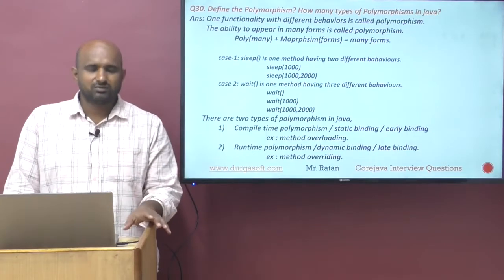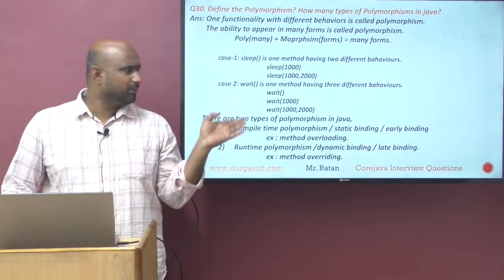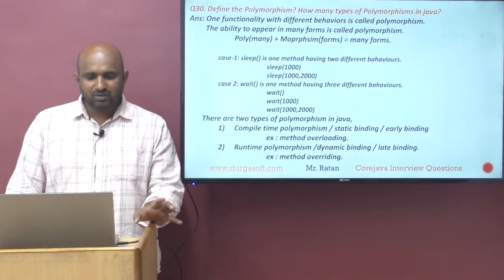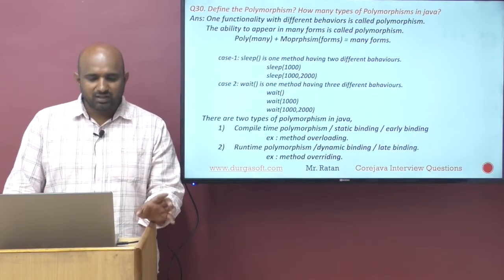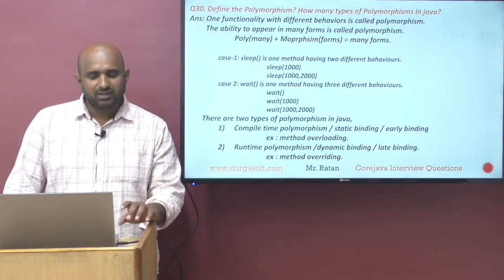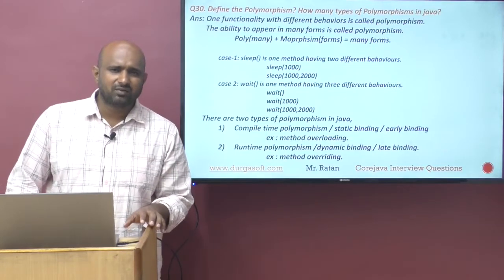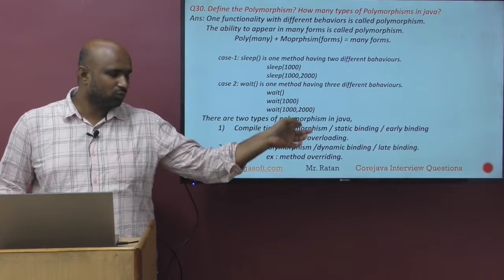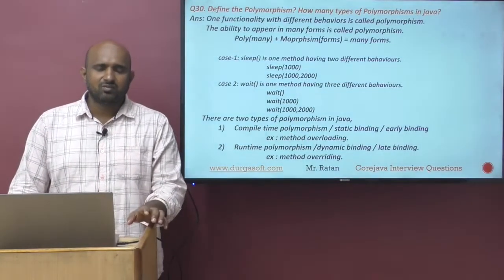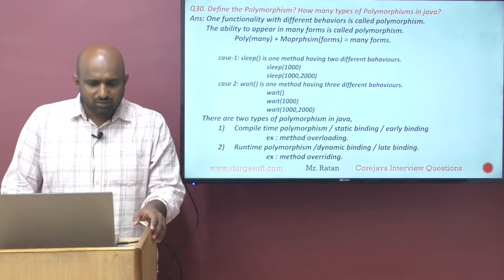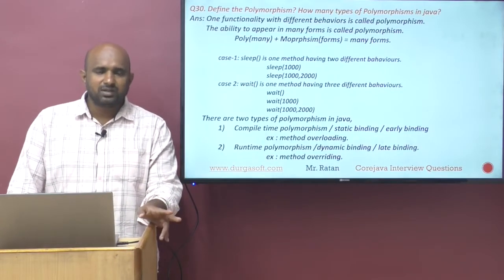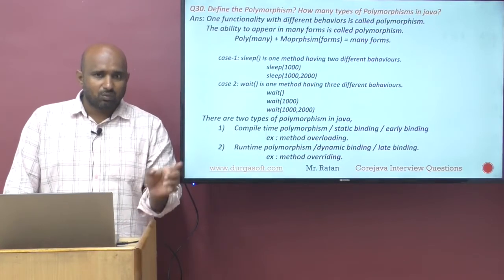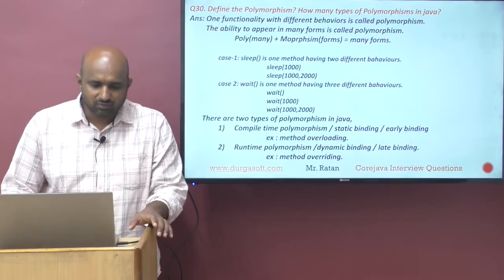Sleep is one functionality having two different behaviors. Wait is one functionality having wait with zero arguments, wait with one argument, and wait with two arguments, so three different behaviors. So sleep is one functionality having two different behaviors, and wait is one functionality having three different behaviors. That is called one functionality having multiple behaviors, which is polymorphism.